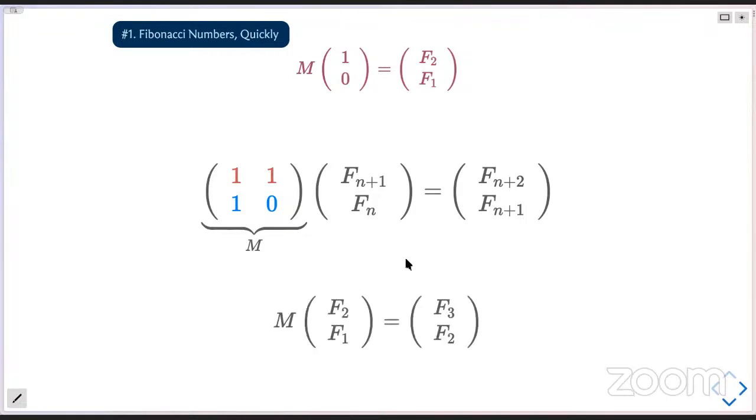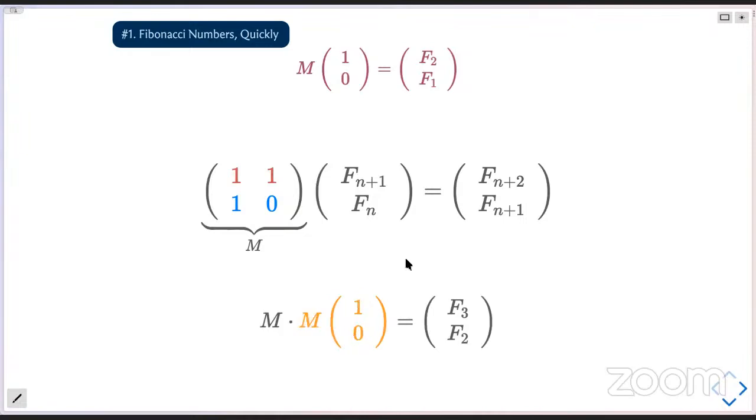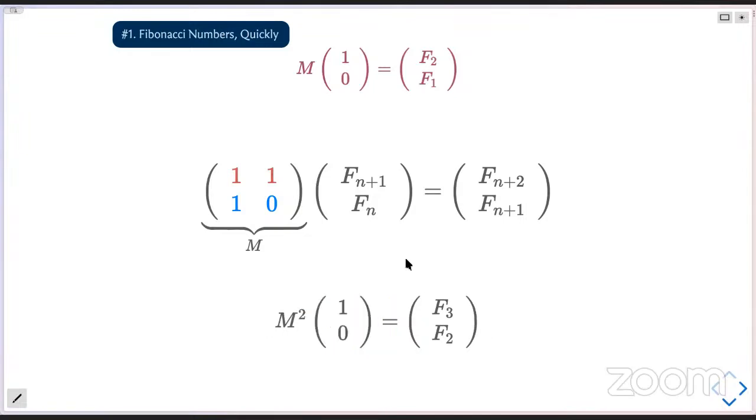Now, if you go ahead and apply M to F1, F2, the same pattern repeats and you get F2, F3. But notice now that F1, F2 was actually M applied to 1, 0, right? So F3, F2 is really M squared applied to 1, 0. What do you think Fn plus 1, Fn will be in general if you were to just repeat this process a few more times? Times 1, 0.